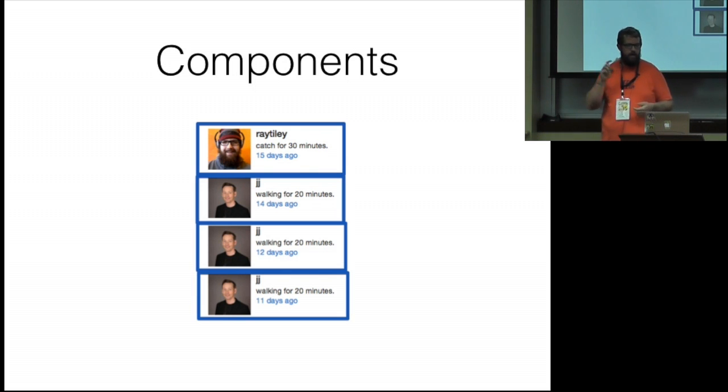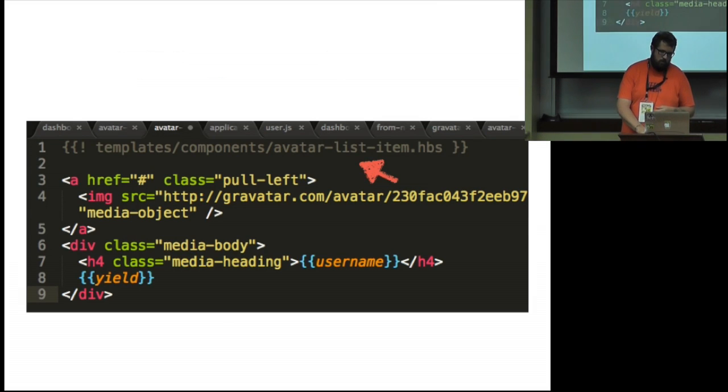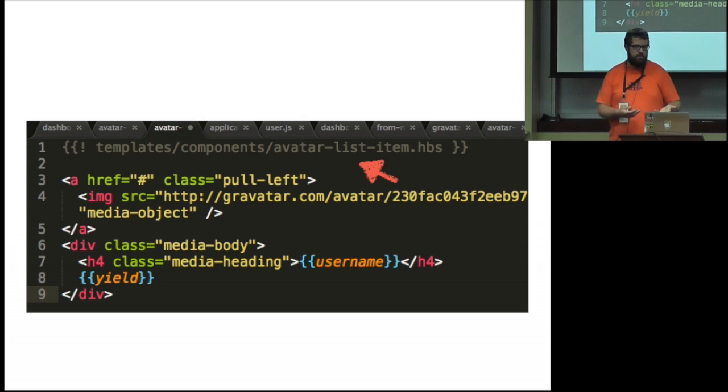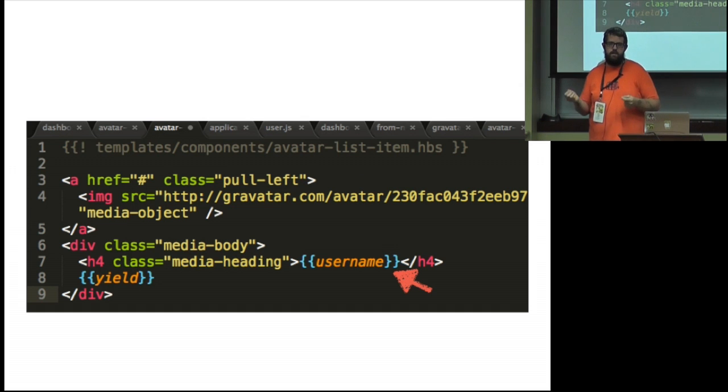On our dashboard, we have these avatar items, like my avatar and my name and then some stuff I put inside of it. We're going to use these all around the app, so wouldn't it be nice if we could simplify this a little bit? What I can do is create a template in the components namespace called avatar-list-item. This is what that template's going to look like. It's going to wrap my Gravatar image. I can also use some variables; it's going to have some properties in it that I can use. In this case, I use the username to set the heading of my avatar list item.